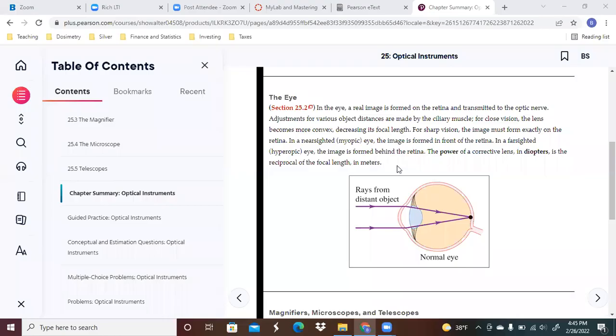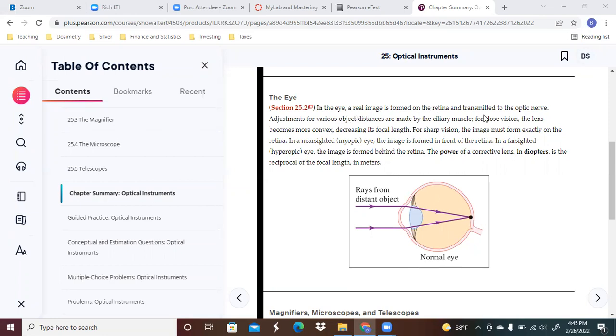This lecture is going to be over section 25.2. We're going to be discussing the eye. Now, within the eye, you can see here that we've got rays that are coming in, and then the lens is going to be focusing or changing, bending those light rays until it hits a spot back here. The spot along the retina is going to be used in order to be able to create the image.